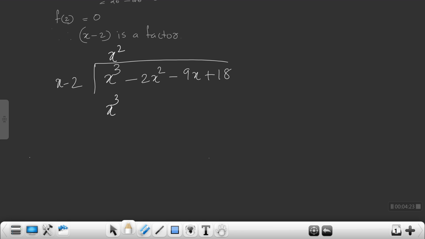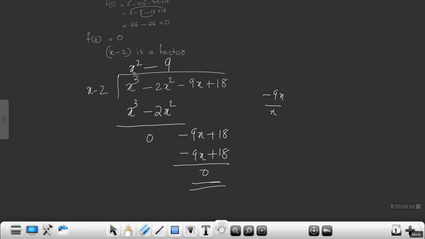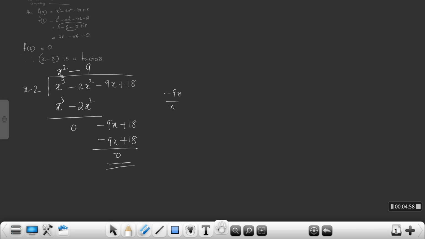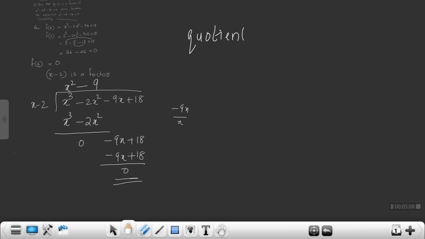X square into x, x cube. X square into minus 2, minus 2x square. Then subtract, we got 0 here. Then the remaining terms, negative 9x plus 18. Then again divide negative 9x by x. We got negative 9 as the second term of the quotient. Then again multiply, negative 9 into x, negative 9x, then negative 9 into negative 2, positive 18. By subtracting, we got 0 as the remainder. On dividing x cube minus 2x square minus 9x plus 18 by x minus 2, the quotient is equal to x square minus 9.